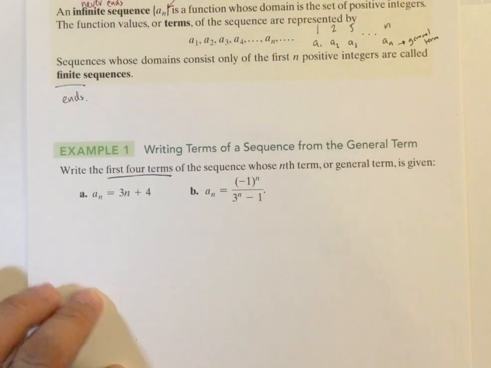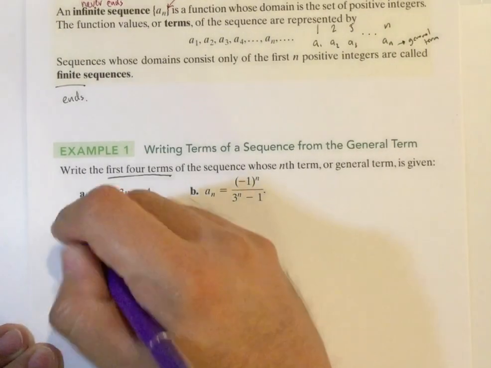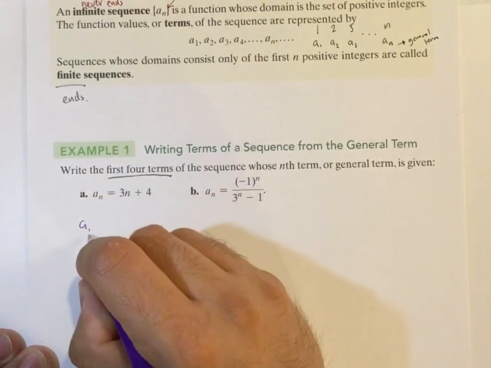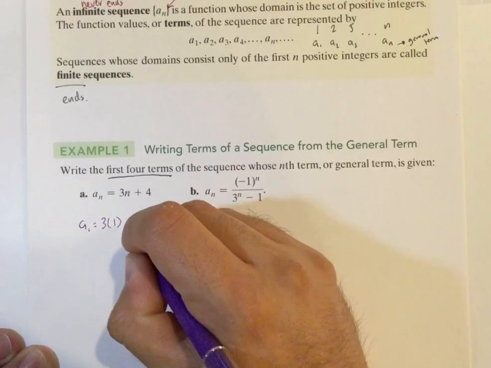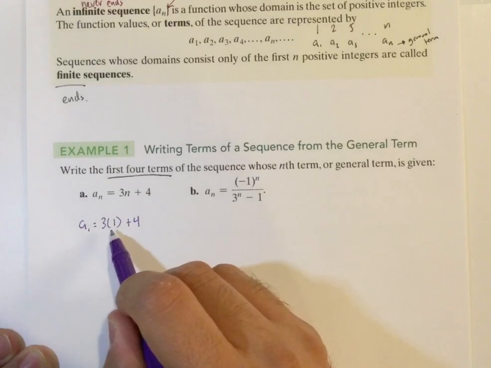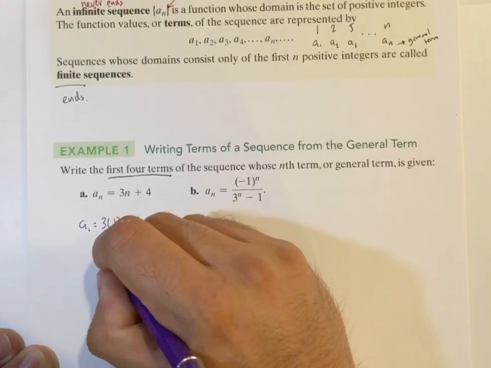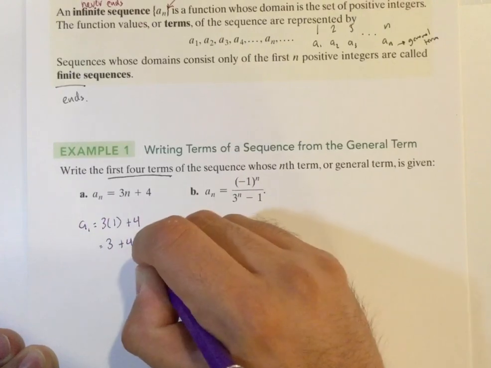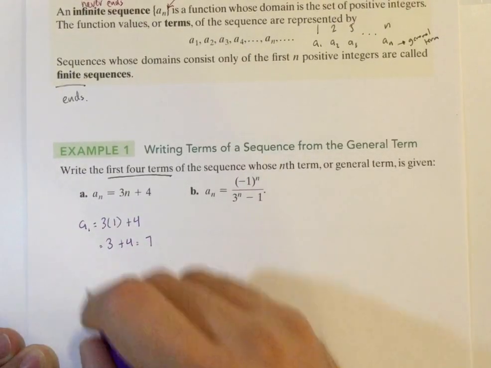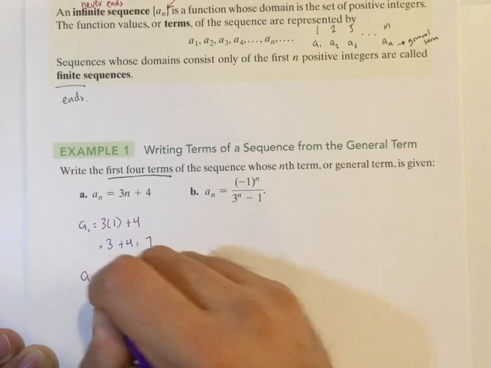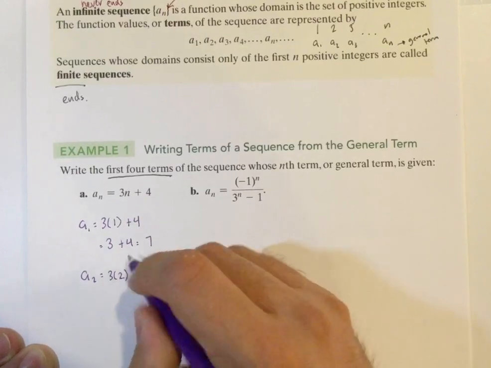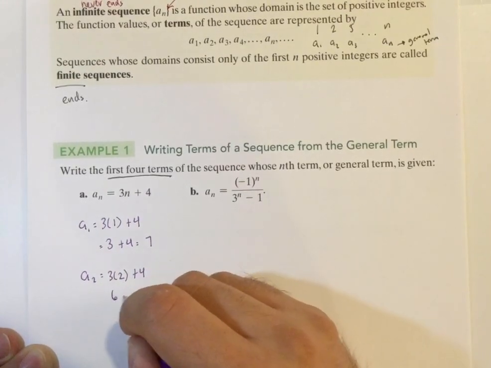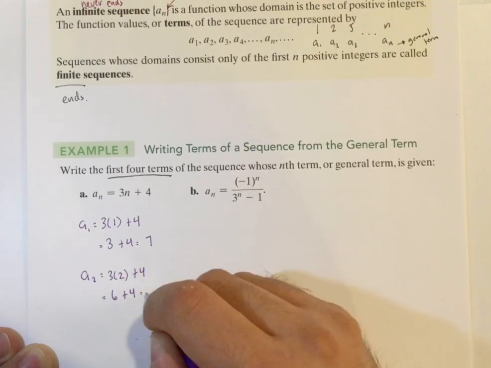First one here, a sub n equals 3n plus 4. So you'll just see me work them out. Let's start with a sub 1. That's going to be my first term. So we're going to change this n to a 1. So 3 times 1 plus 4. 3 times 1 is 3 plus 4, which is 7. Now we go to a sub 2. So 3 times, instead of n, we now change it to this subscript, which is 2, plus 4. 3 times 2 is 6. 6 plus 4 is 10.